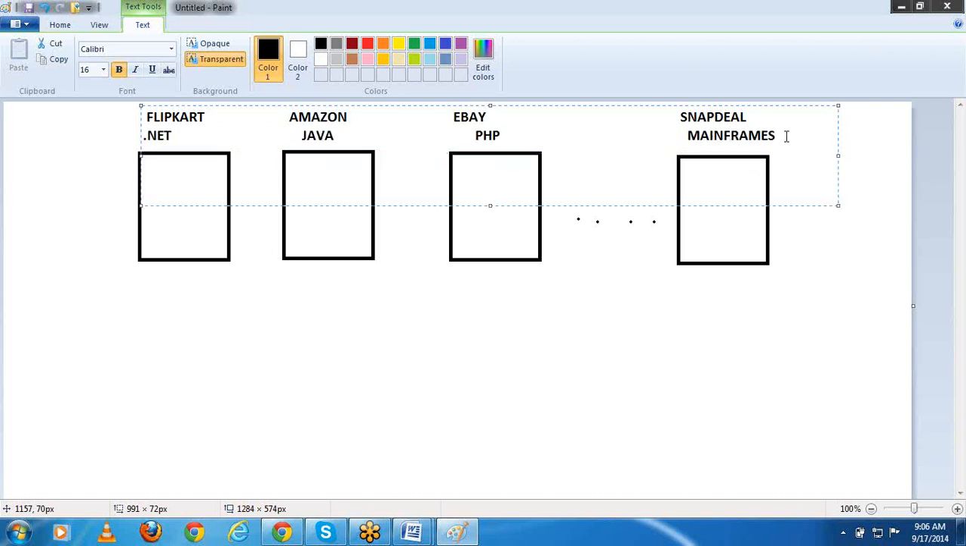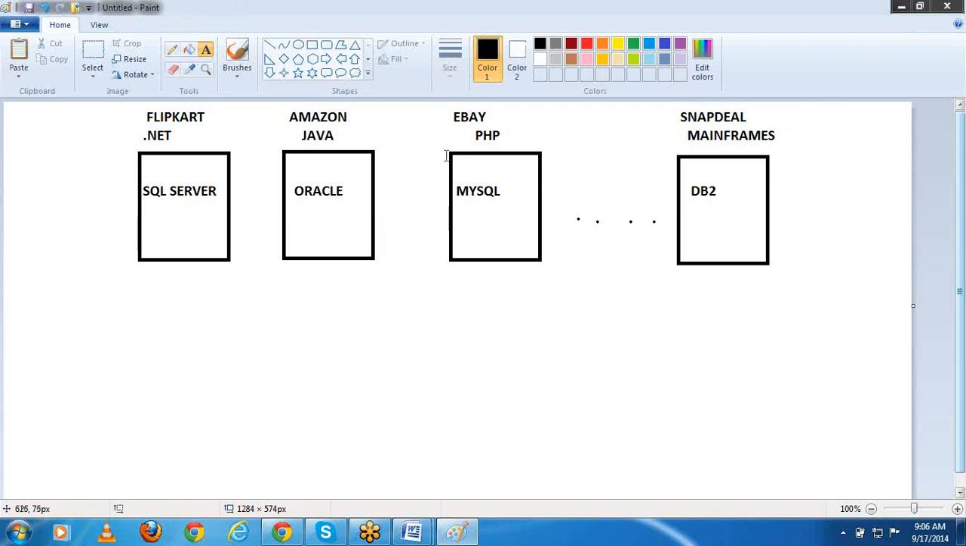And assume this one has its database in SQL Server, this one is using Oracle, this one MySQL, and this one DB2. Assume there is data stored in these database servers using these software. Now, this is an e-commerce application, right?